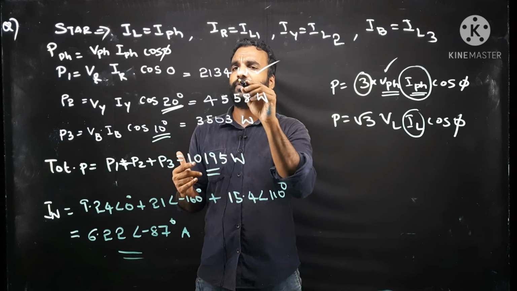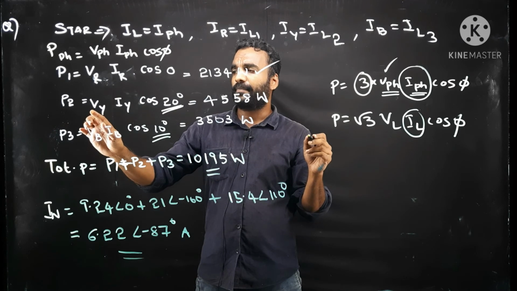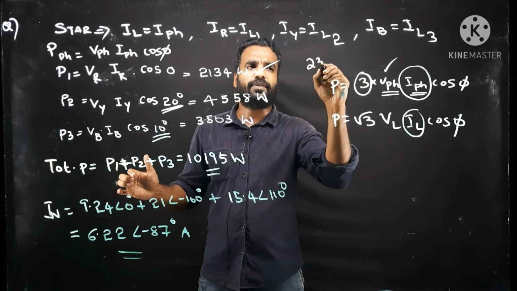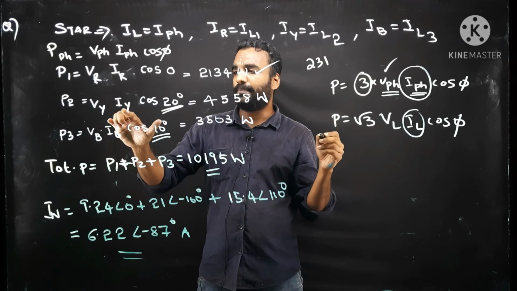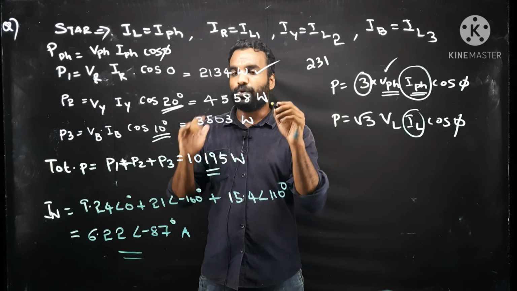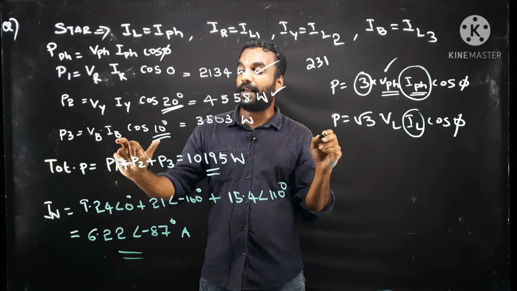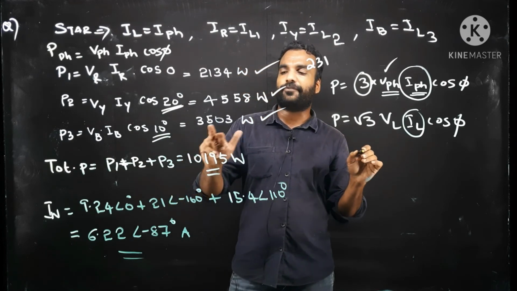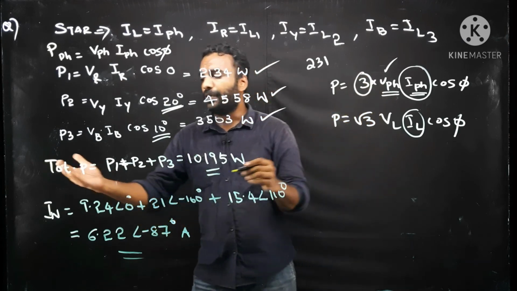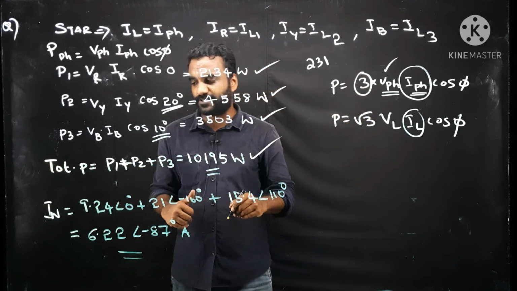For the first load we get 2134 watts. For the second load, Vy, Iy: Vr, Vy, Vb will be the same, 231, in all the problems. Substitute Iy here and cos phi 20 degree. You will get 4558 watts. For the third load also, please substitute Vb, Ib, cos 10. You will get 3503 watts. Then for finding the total load, instead of multiplying, you just sum P1, P2, P3. You will get 10,195 watts.